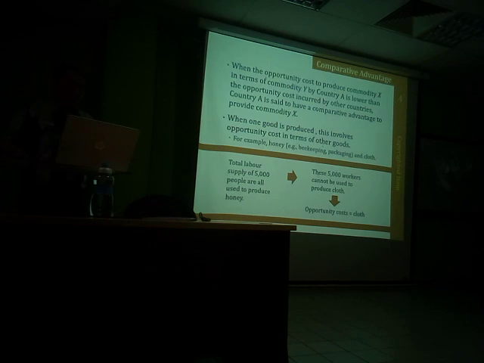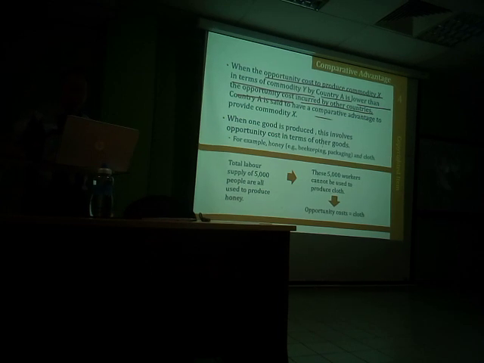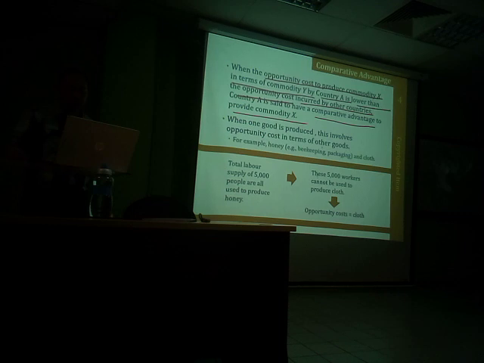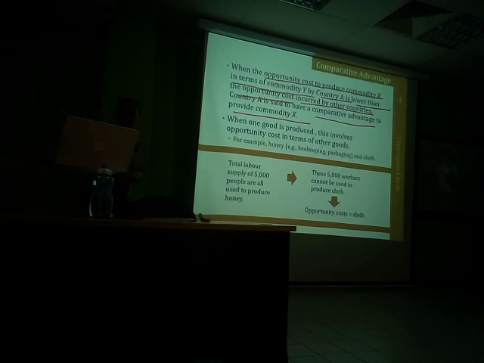When the opportunity cost of producing commodity X in terms of commodity Y by country A is lower than the opportunity cost incurred by other countries, this is called a comparative advantage in providing commodity X. Just now I said that if labor can produce an output with relatively fewer time and resources, we call it a productive production.